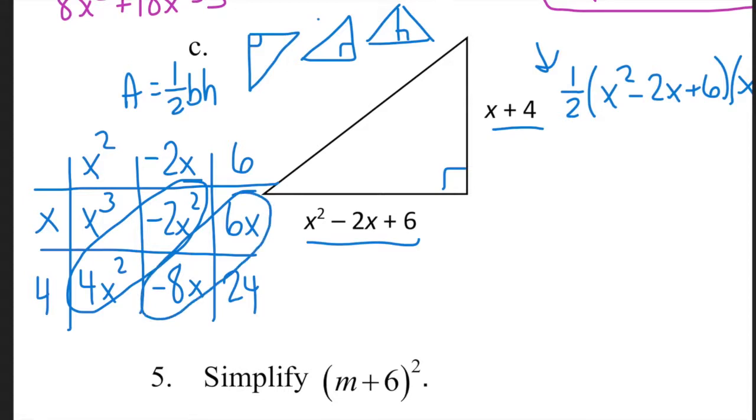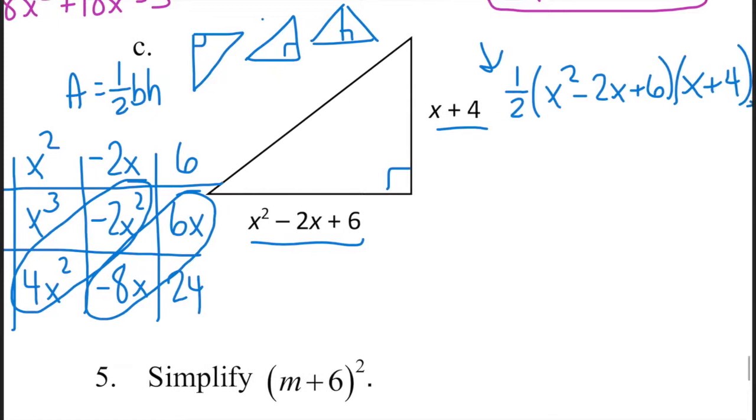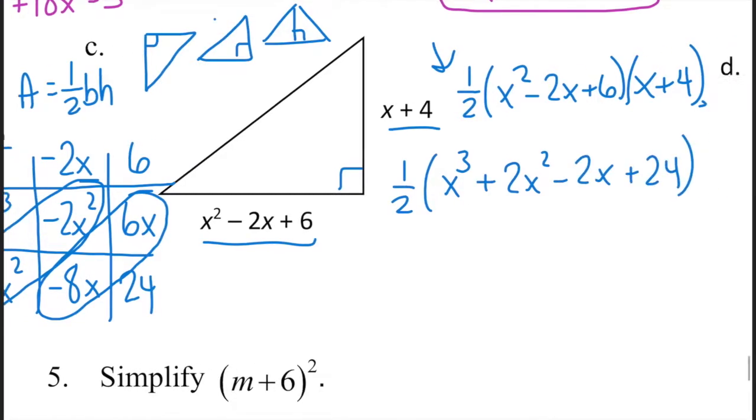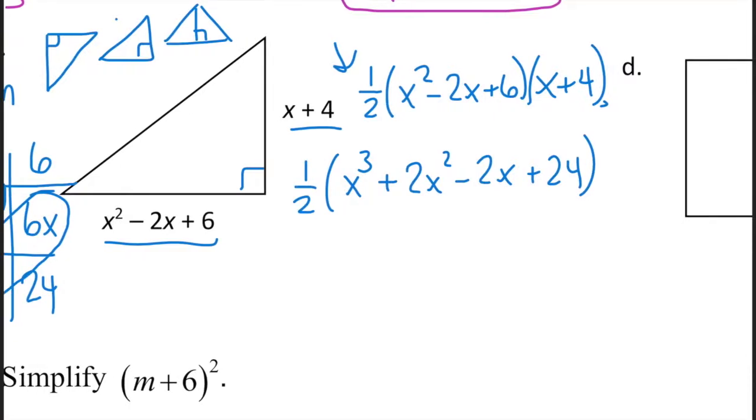So if we simplify, I'm going to come over here. I've got my 1/2 still, and then I have x to the third. 4x squared minus 2x squared is 2x squared. And negative 8x plus 6x is negative 2x and 24. Okay. Now let's deal with the 1/2. Let's just distribute. Now, 1/2 of 1, we don't have any choice but to just write it like this. But 1/2 of 2 is 1.